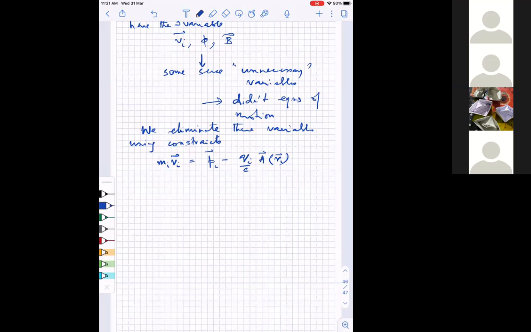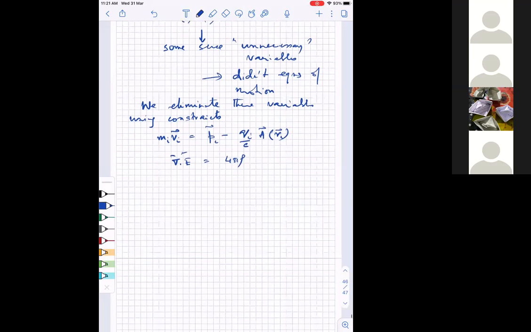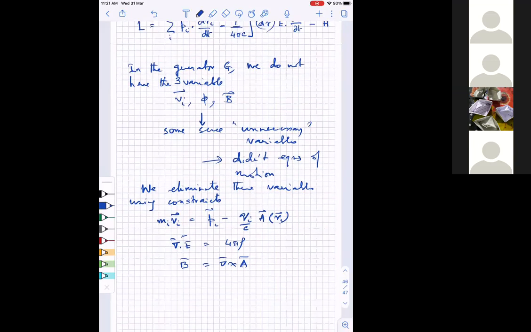Then for the phi, we have basically, E is grad phi, remember, so we can use something like this later. And we also have the third one. So you can use these three equations in the original equation of the Hamiltonian to get rid of those redundant variables.